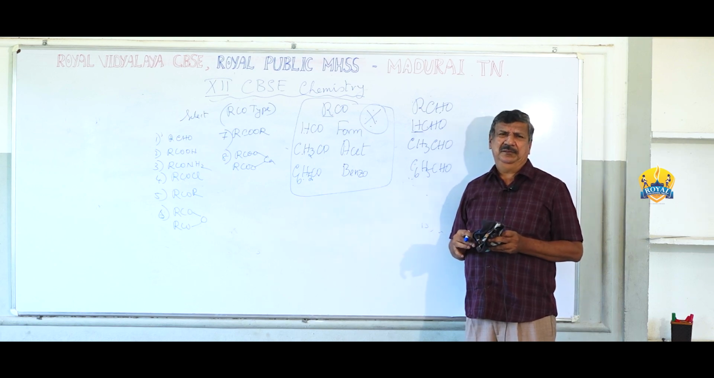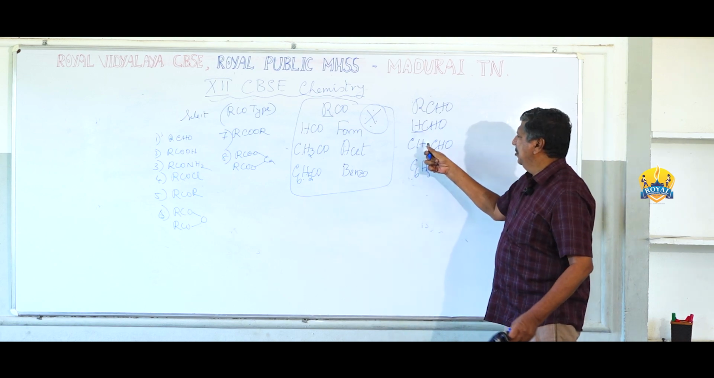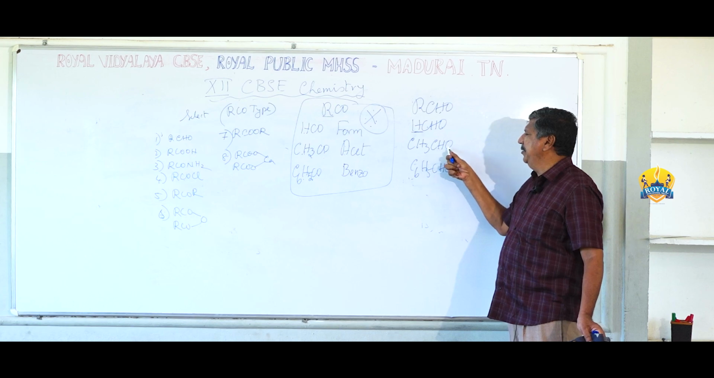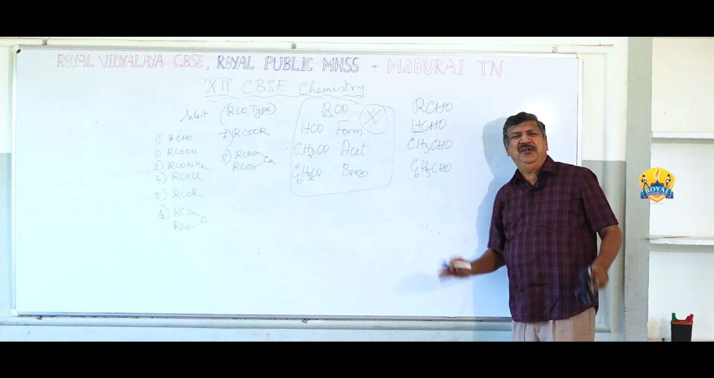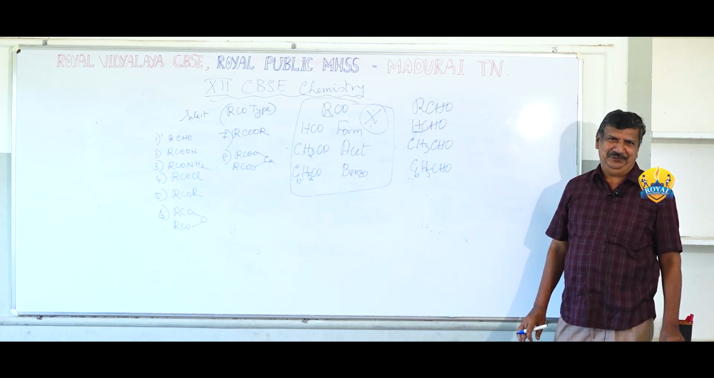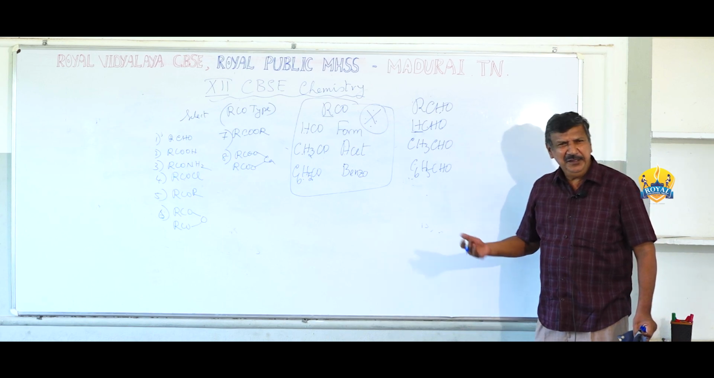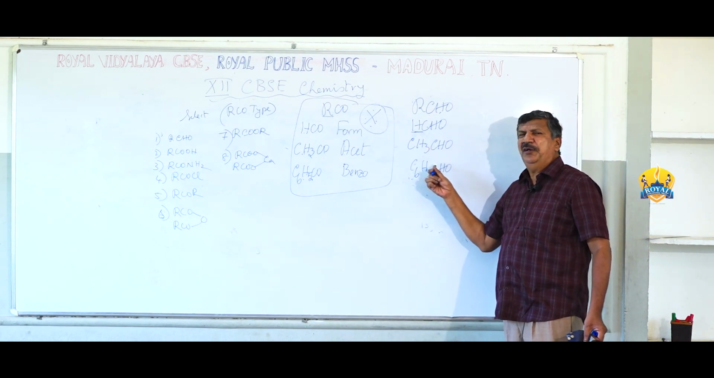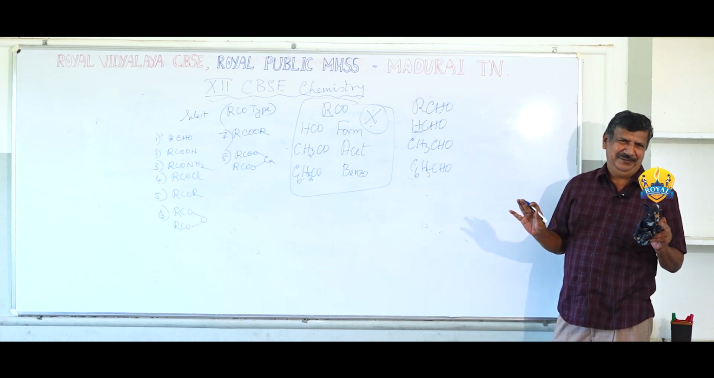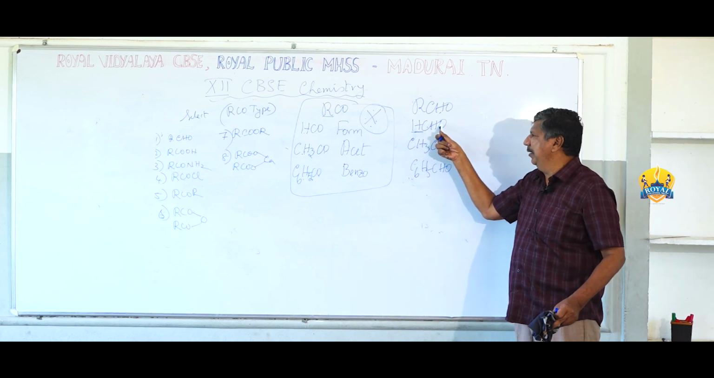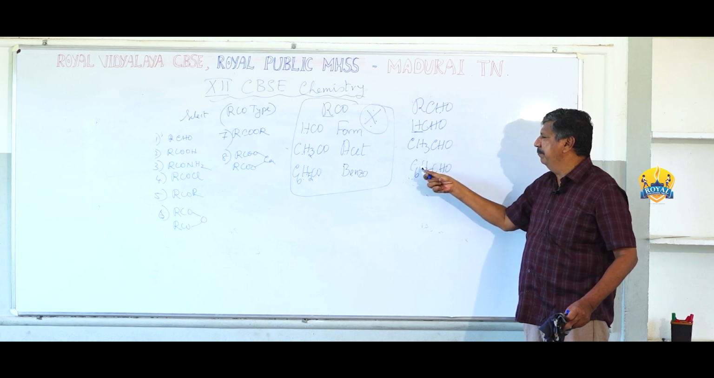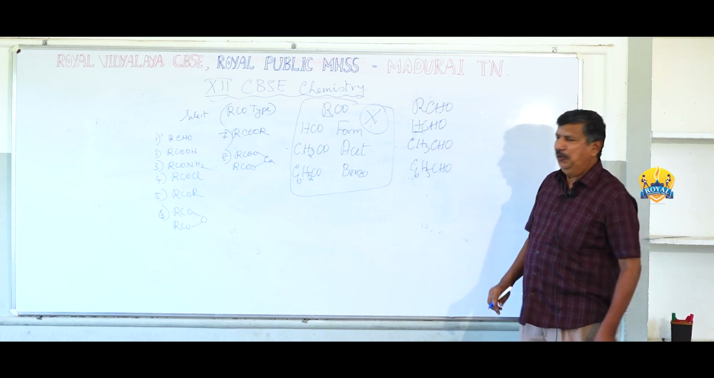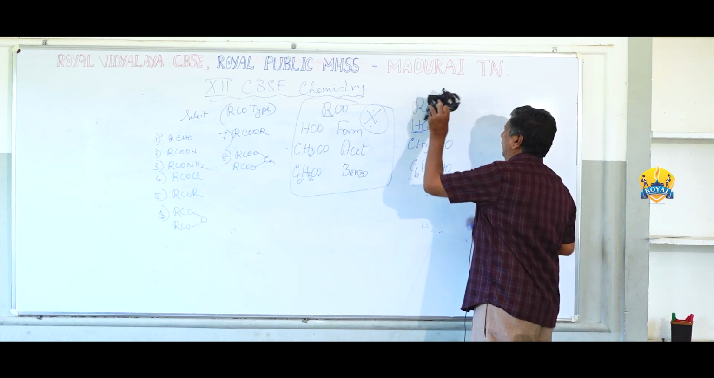Formaldehyde, that's all. Then CH3 with CO means acetaldehyde. Don't say methylaldehyde. This is acetaldehyde. This is benzaldehyde. That's all. Formaldehyde, acetaldehyde, benzaldehyde.